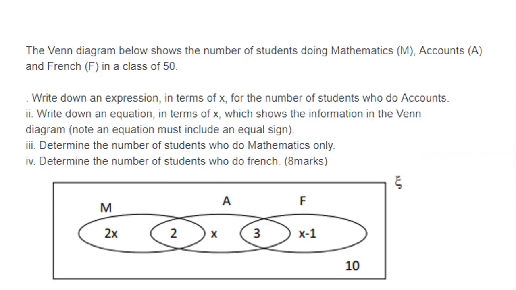So basically, that is what the diagram is saying to us. Please note that if you add this expression to this, to this, to this, to this, and to this, you should get the total number of students in the class, which is 50. So these things you must pay attention to.